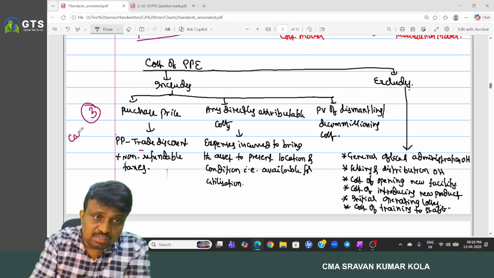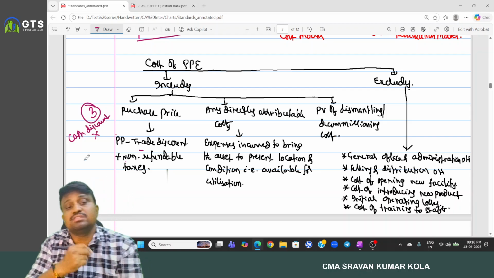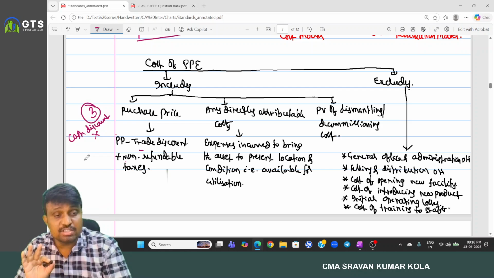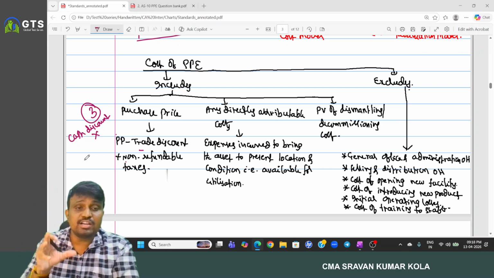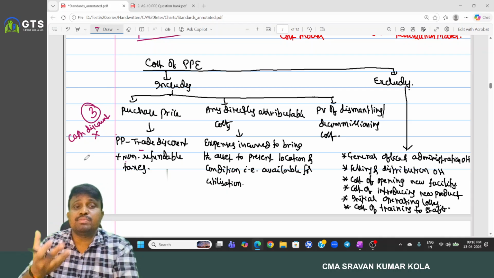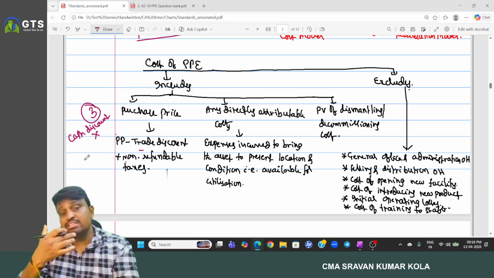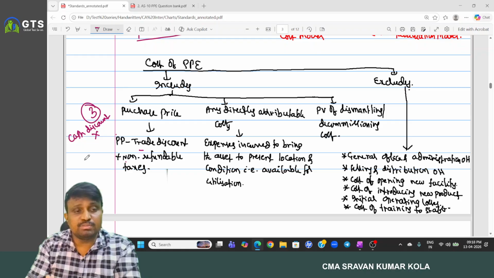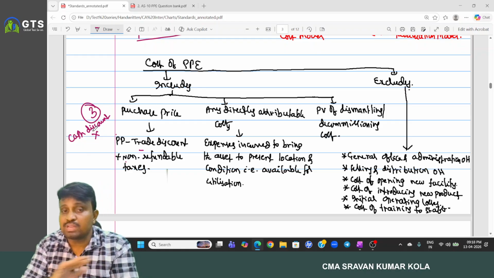And remember, cash discount is not considered, because cash discount does not relate to the purchase or sale of the asset. It relates to the immediate payment or receipt of cash. So at the time of calculating the cost of the PPE, cash discount is ignored and cannot be considered.